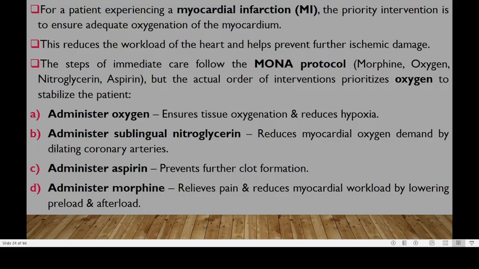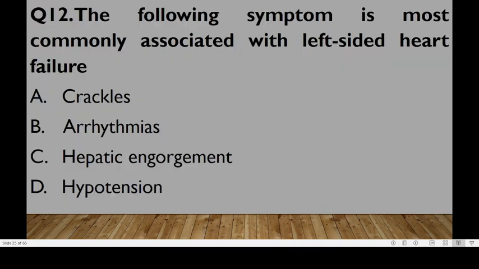Then administer sublingual nitroglycerin, where you reduce the myocardial demand by dilating coronary arteries. Administer aspirin, which will help prevent clot formation. Lastly, morphine, which relieves pain and reduces myocardial workload by lowering the preload and the afterload.